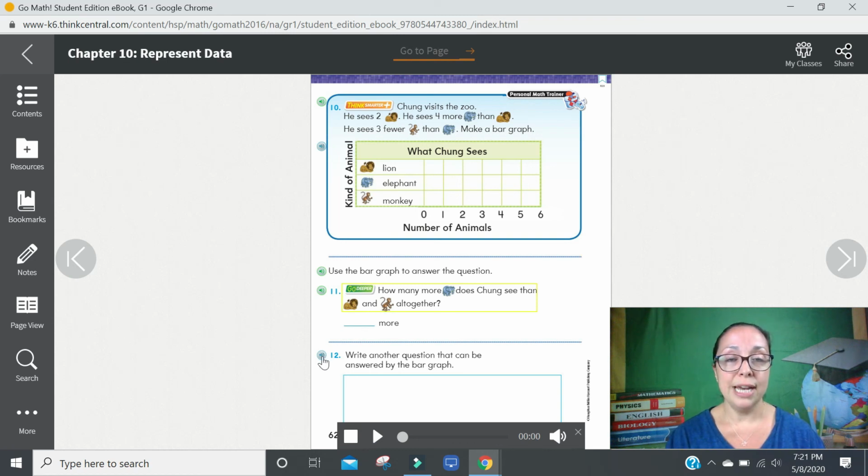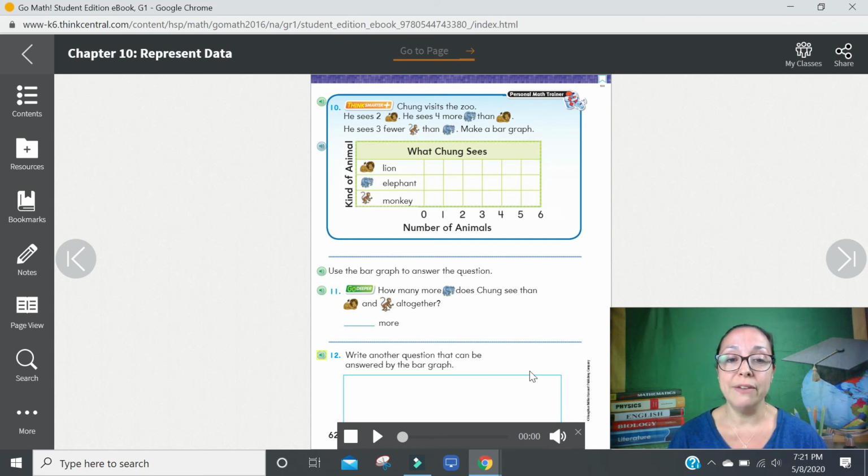And then our very last question, la última. 12. Write another question that can be answered by the bar graph. Okay, ahora vas a escribir una pregunta que puede ser resolvida con la gráfica de barras. So, hay muchas preguntas que puedes hacer. Esté seguro que empieces con una palabra de pregunta. So, make sure you're starting with a question word if you're asking a question. Since this is math, I think the easiest way to start would be how many. Okay, so you make up a question on your own.